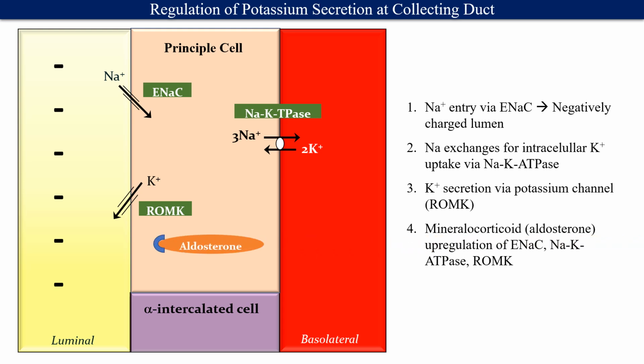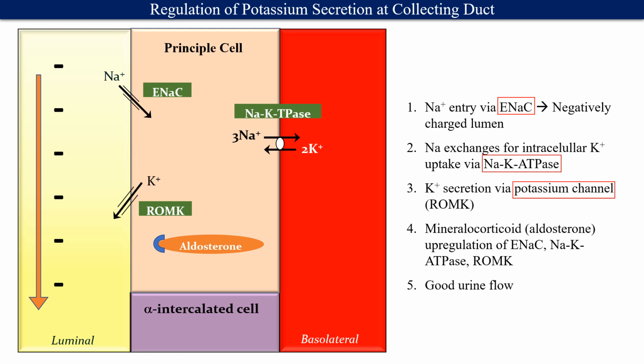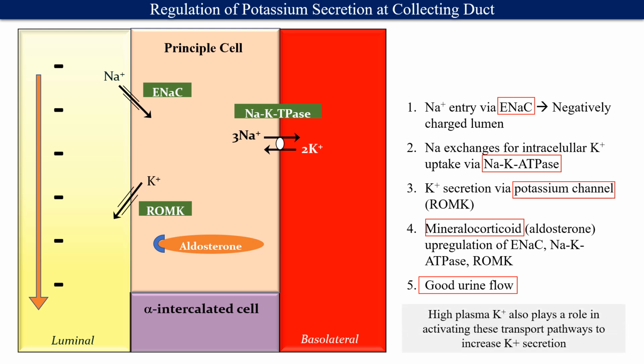The mineralocorticoid hormone aldosterone upregulates the entire process. Good urine flow ensures the maintenance of the favorable electrochemical gradient needed for continuing potassium removal. To summarize, effective and continuing potassium secretion at the collecting duct requires functioning ENaC, sodium-potassium ATPase, potassium channel, and the mineralocorticoid aldosterone, and a good urine flow. Of note, a high plasma potassium level can also contribute to activating these transport pathways to increase potassium secretion.